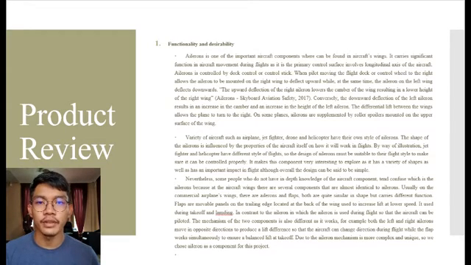Nevertheless, some of the people who don't know deeper about aircraft components will confuse which is the aileron, because at the aircraft wing there are several components that are almost identical to ailerons. Usually on the commercial airplane wings, there are aileron and flaps. Both are quite similar in shape but carry different function. Due to aileron mechanism is more complex and unique, so we choose aileron as a component for this project.